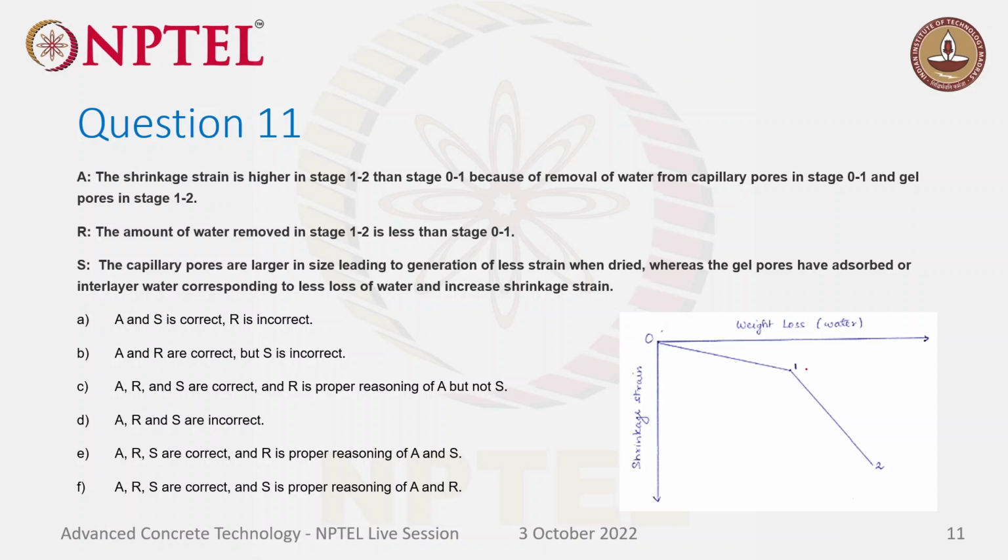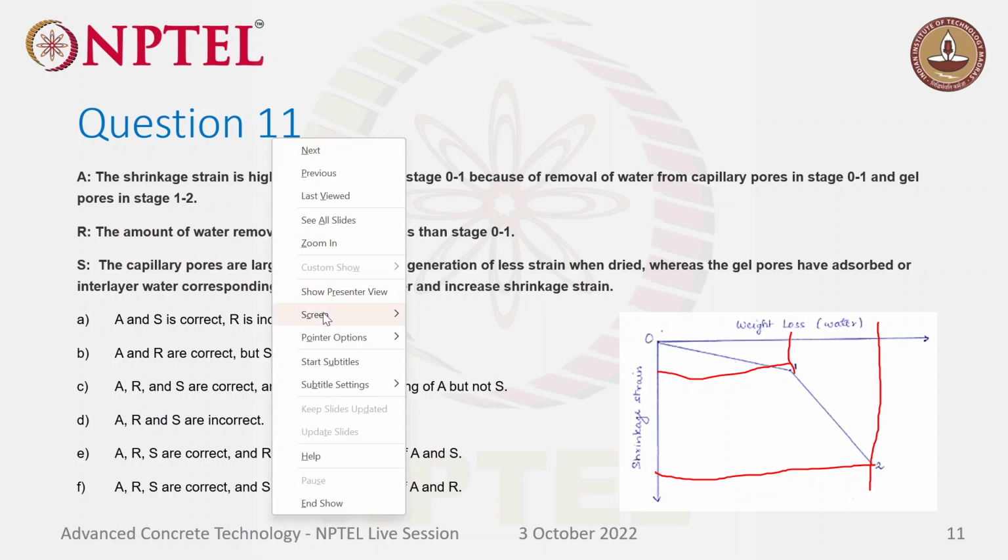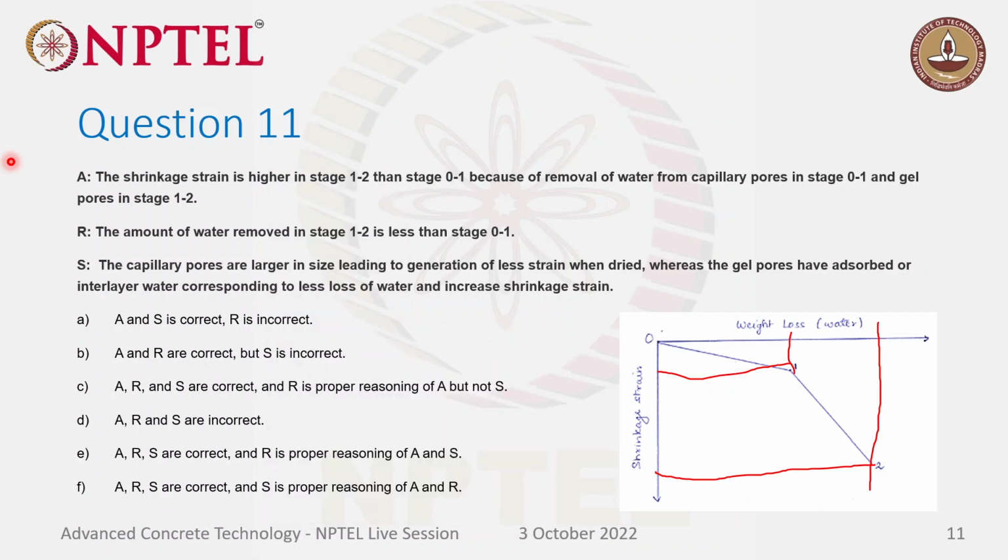But when it comes to stage 1 and 2, the weight loss is not that high compared to the weight loss from 0 to 1. The weight loss is higher in 0 to 1. But if we compare the shrinkage strain, obviously the shrinkage strain is higher in the portion 1 to 2. That is what is explained in the statements. Let me go to the pointer. The first statement A says that the shrinkage strain is higher in stage 1 and 2. Yeah, it's higher in 1 and 2.